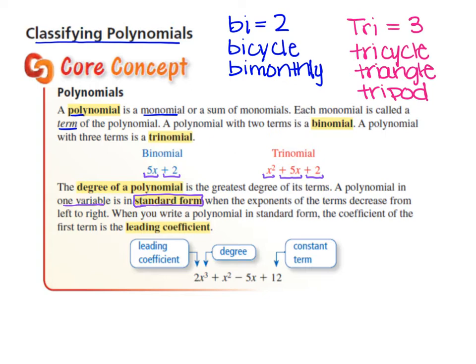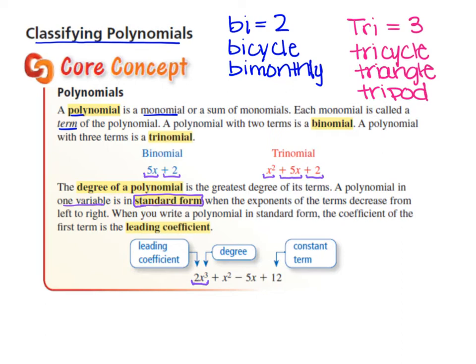When we write a polynomial in standard form, we look at the first term and call that our lead term. Our lead term has a leading coefficient, so the number in front, and it gives us the degree right away because we put it in order so that the highest exponent came first. The constant term is the one that doesn't have a variable.